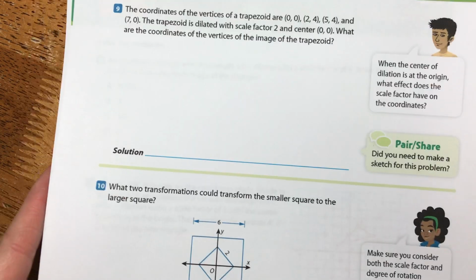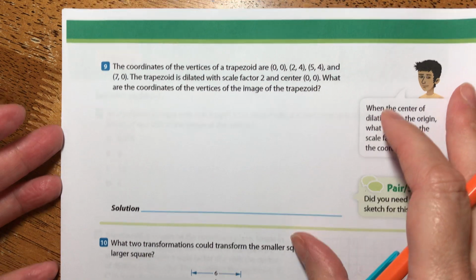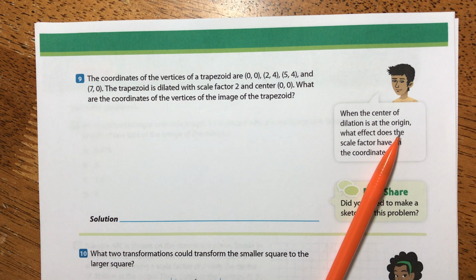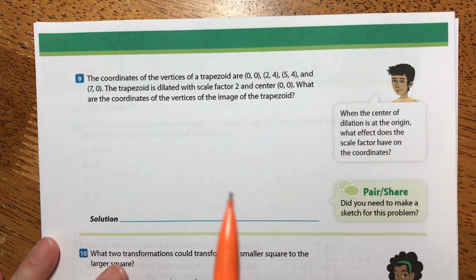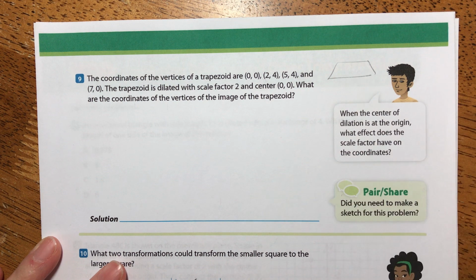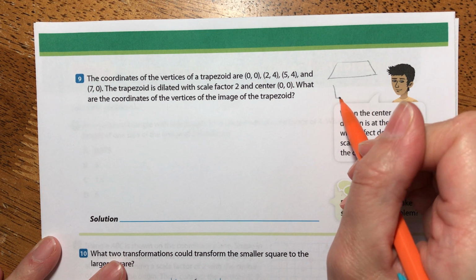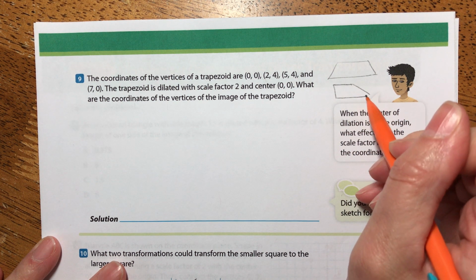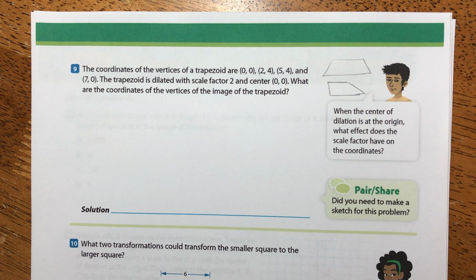Okay, this one is so easy. Oh my gosh. And it looks like it should be terribly, terribly difficult. The coordinates of the vertices of a trapezoid are 0, 0, 2, 4, 5, 4, and 7, 0, right? You remember a trapezoid is like a triangle that you cut the top off. Sometimes it looks like a boot, right? Okay, those are my trapezoids.